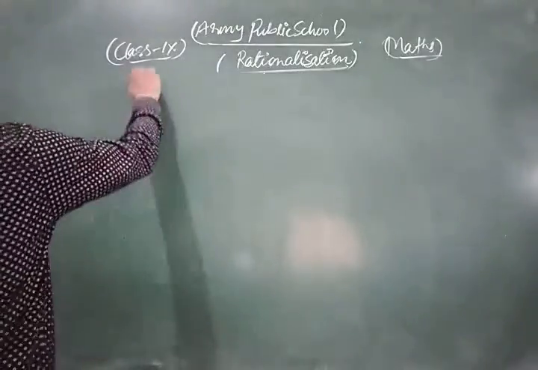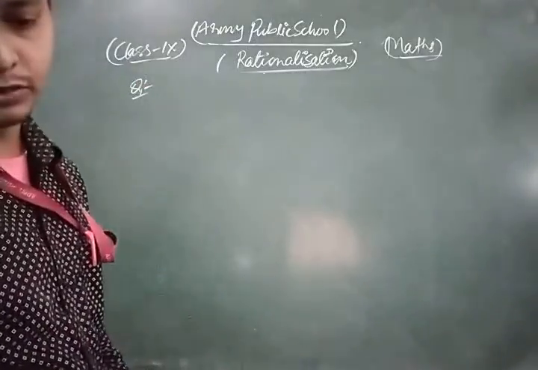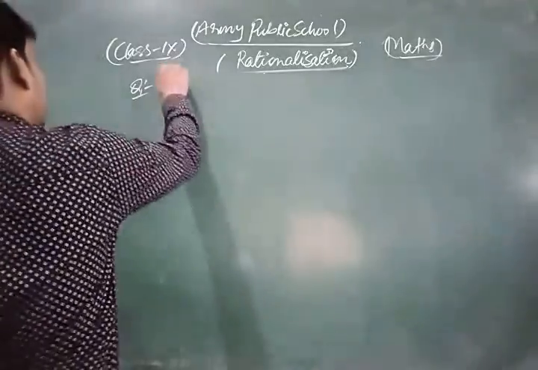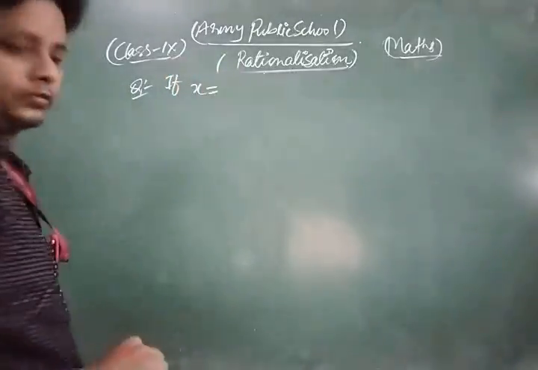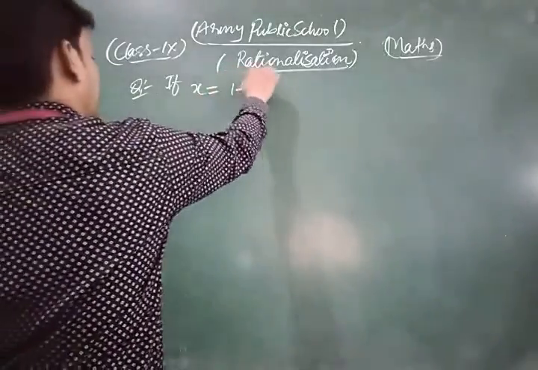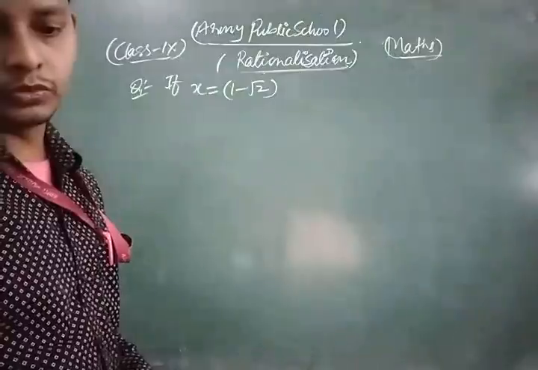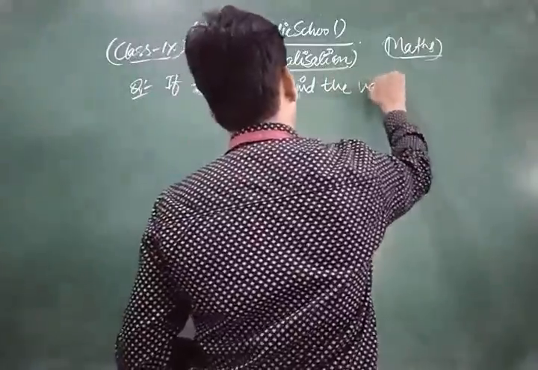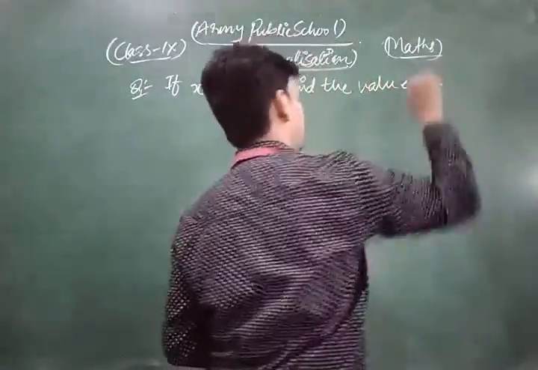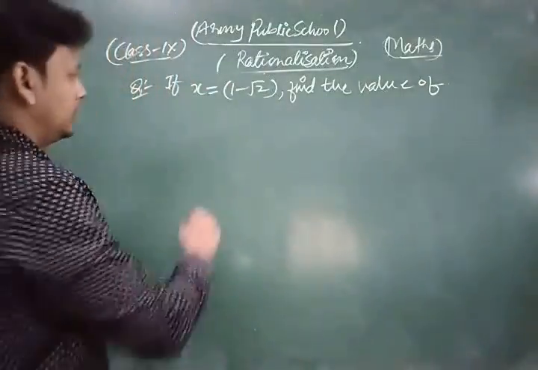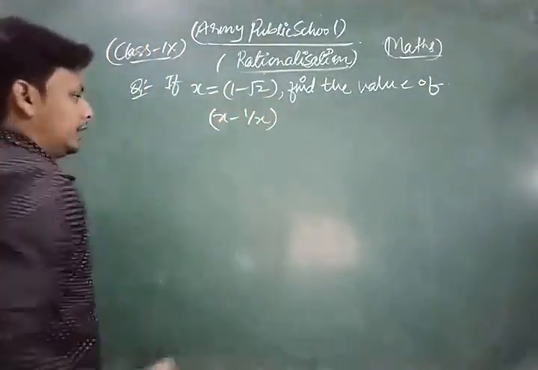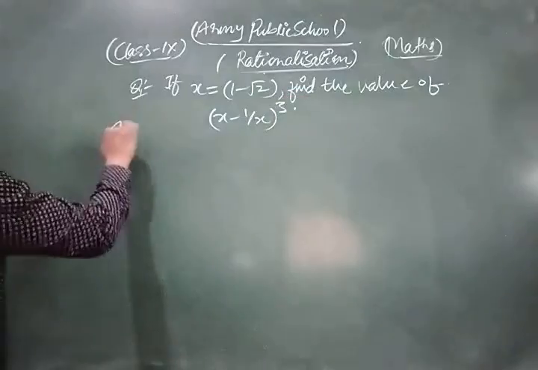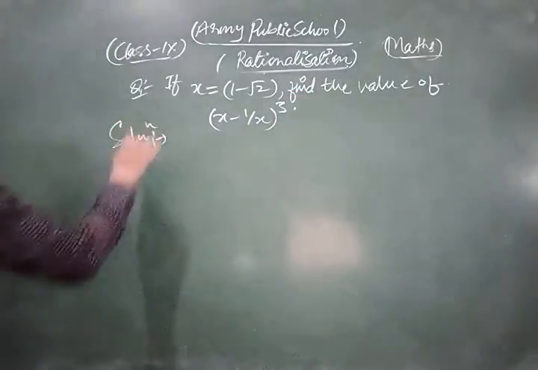Now we take a very important question of your syllabus, and your question is, if x is equal to 1 minus under root 2, find the value of (x minus 1 upon x) whole cube. Now look at the solution.